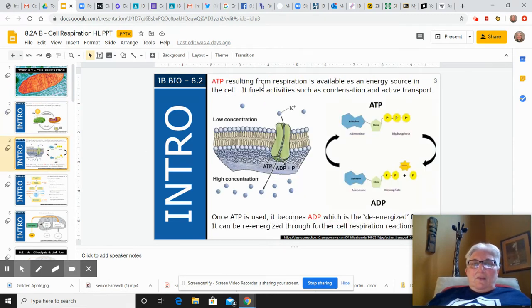All right. So ATP, again, we get from respiration. And when we use that ATP, the way we get the energy is by breaking the bond between the third and second phosphate groups. So when that bond is broken, we have a release of energy, and then we're left with ADP, adenosine diphosphate.